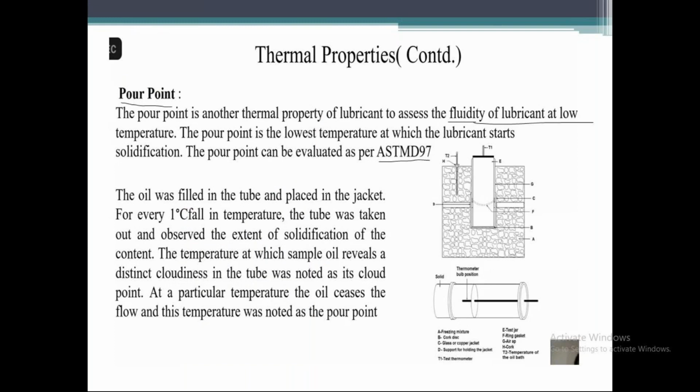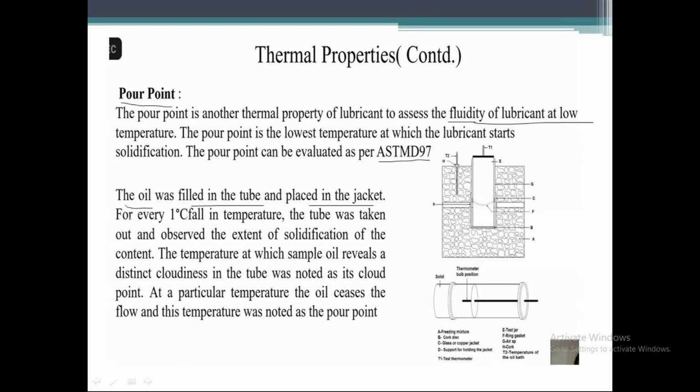Here we can see we have a bath, so it is an ice bath. Here we have this tube for collecting our lubricant. We have a lubricant here, along with a thermometer inserted to measure the temperature. This is the jacket, outside. The oil of our interest is filled in the tube and placed in the jacket.